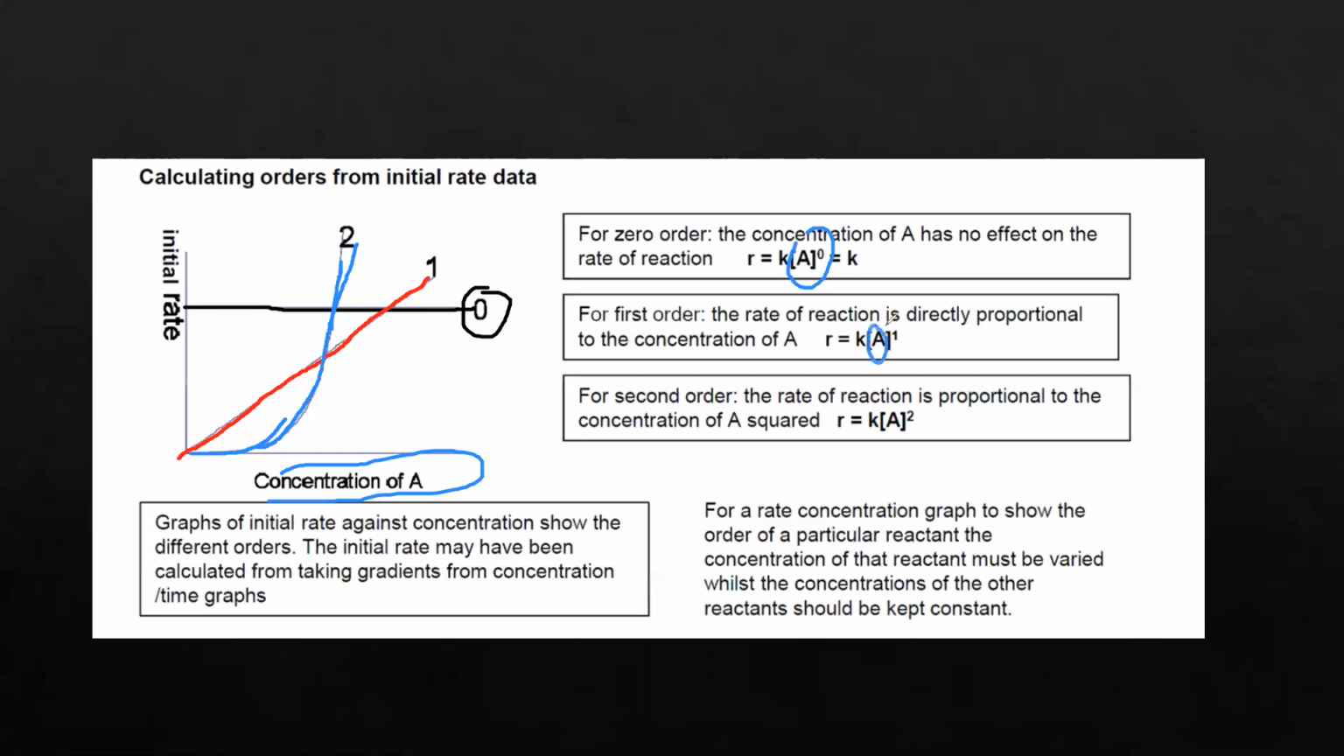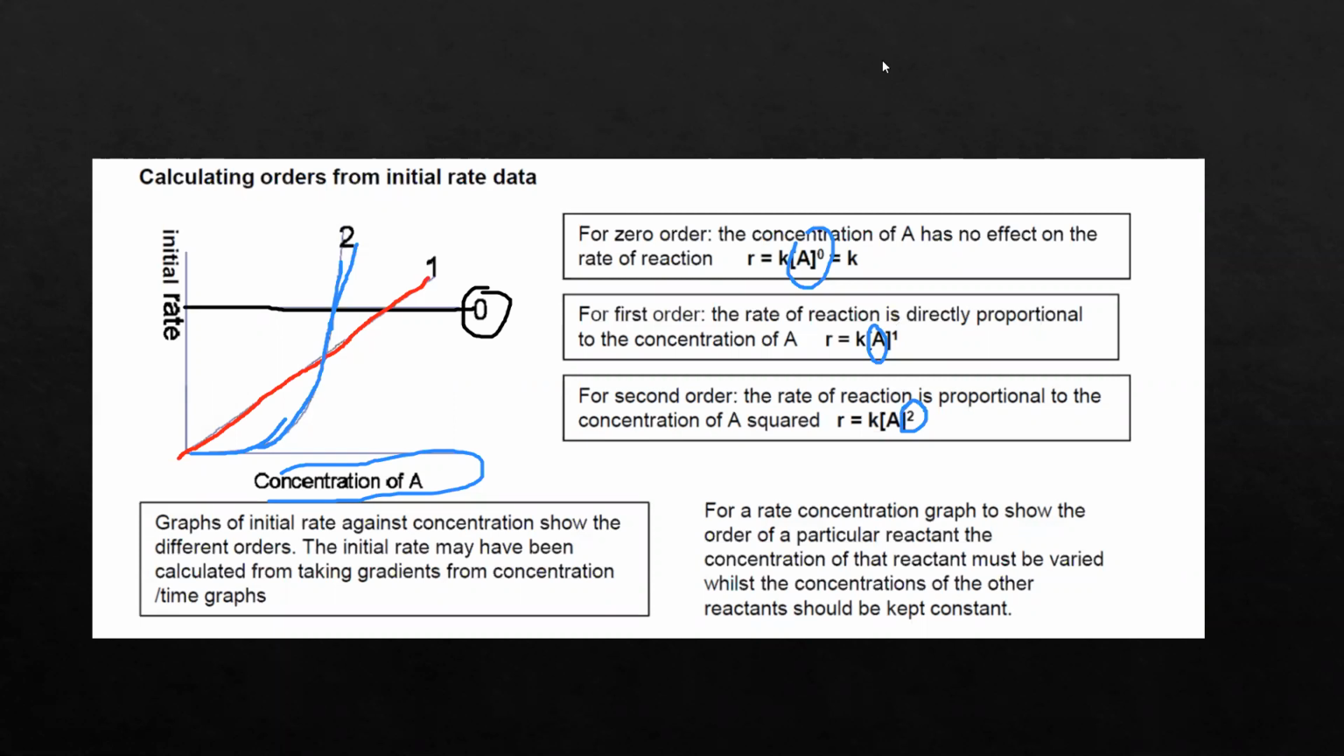Here it is raised to power 1, which means if I double the concentration of A, the rate will also be double. And square here refers to a second order with respect to A. So if I double concentration, rate will be 4 times, triple concentration, rate will be 9 times. These are the shapes which we observe for concentration.